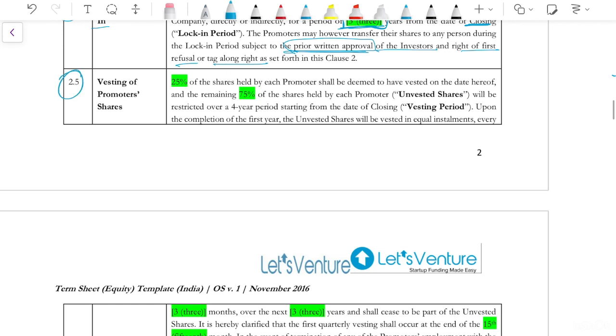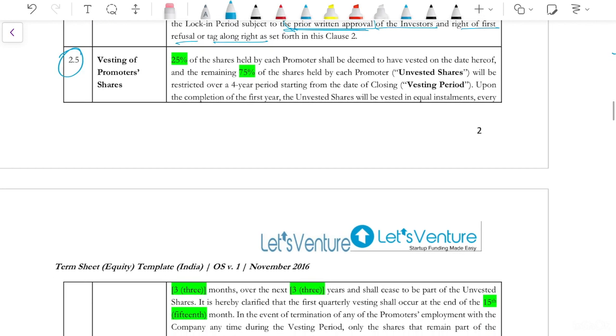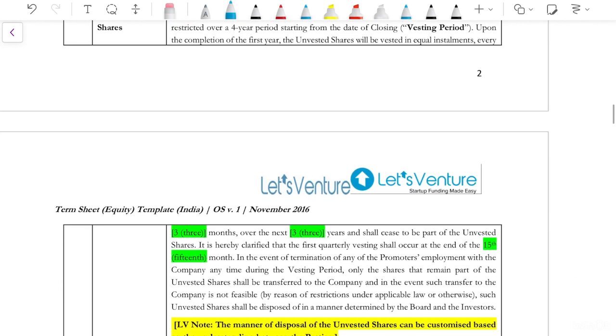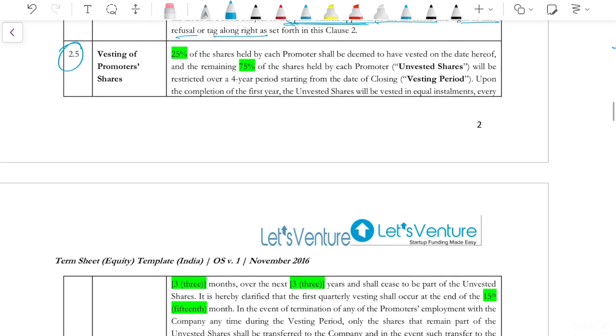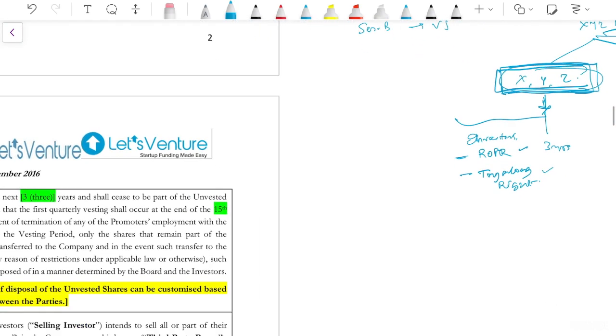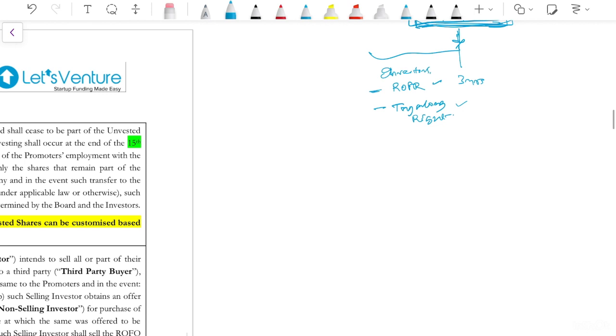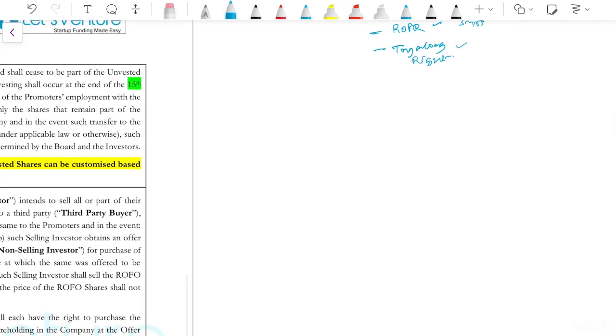The next clause is vesting of promoter shares. This is a clause which is also there in the definitive documents. I have not seen this clause in most of the term sheets. However, what this clause actually states is how the promoter shares will vest. So understand the point that the promoter shares are unvested in nature at the beginning.